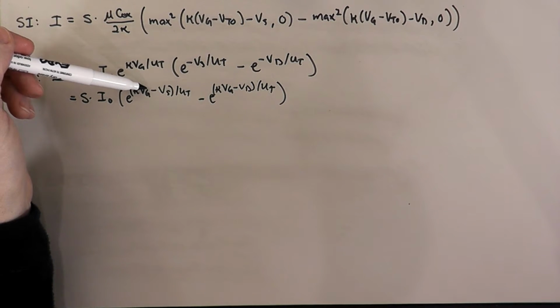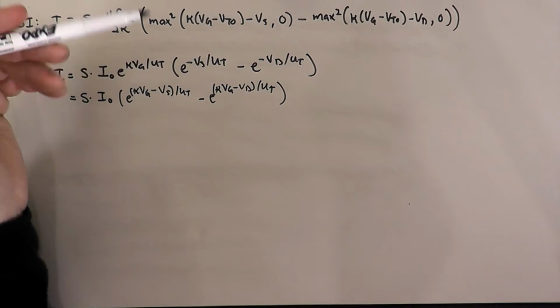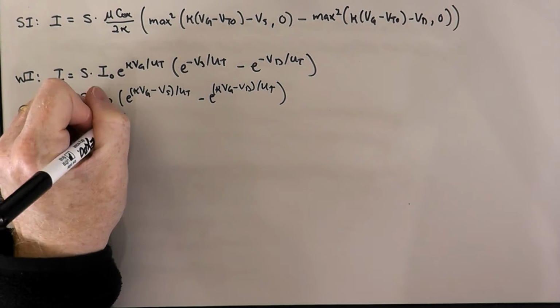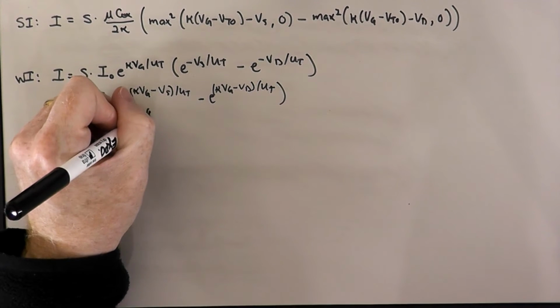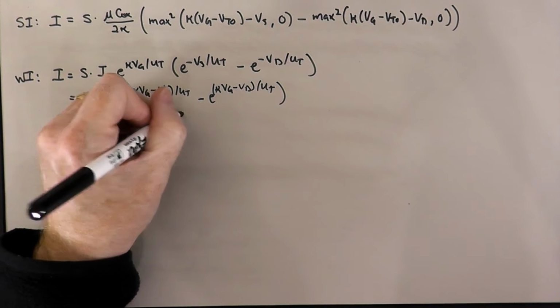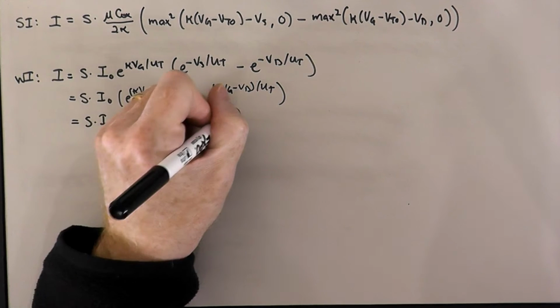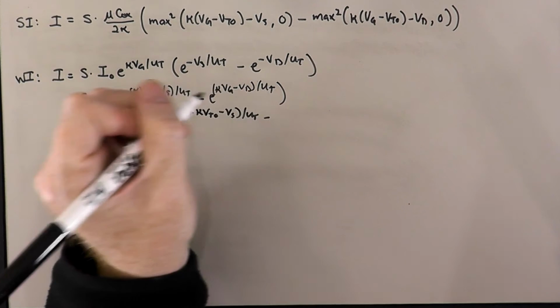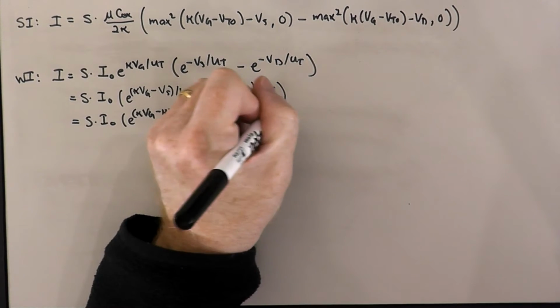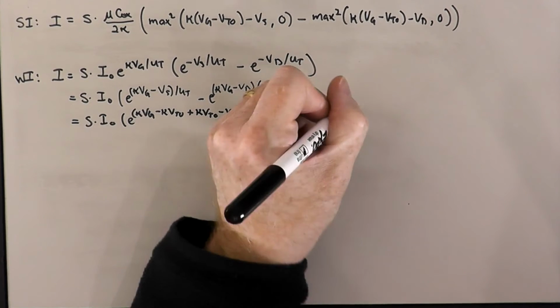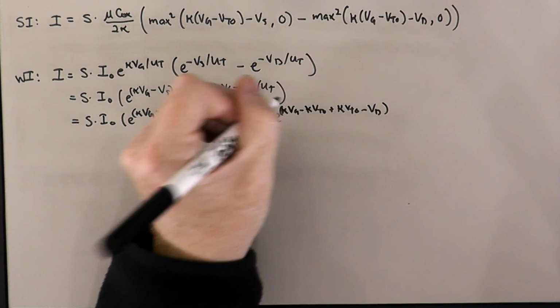But we can actually pretty easily put that in. We can always add 0 in whatever form is convenient. So in this case, we could add 0 in the form of kappa Vt0 minus kappa Vt0. And doing that, we would get something like S times I0 e to the kappa Vg minus kappa Vt0 plus kappa Vt0 minus Vs over Ut. And then up here we have an e to the kappa Vg minus kappa Vt0 plus kappa Vt0 minus Vd over Ut.